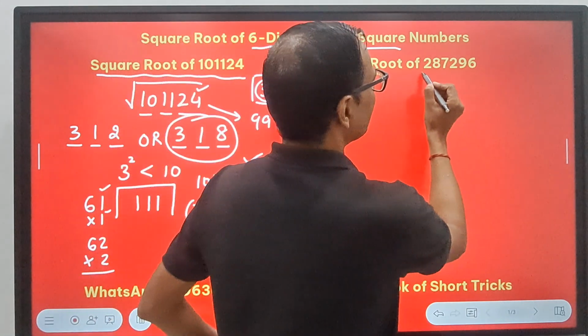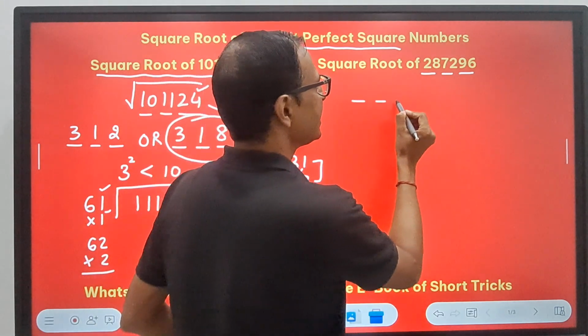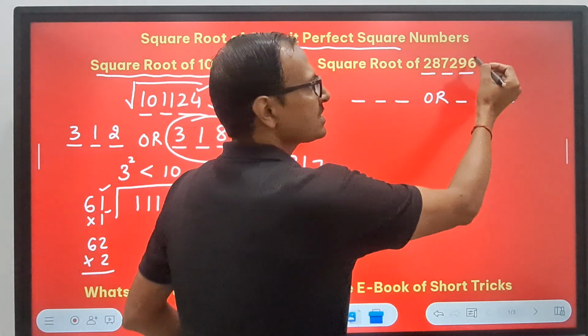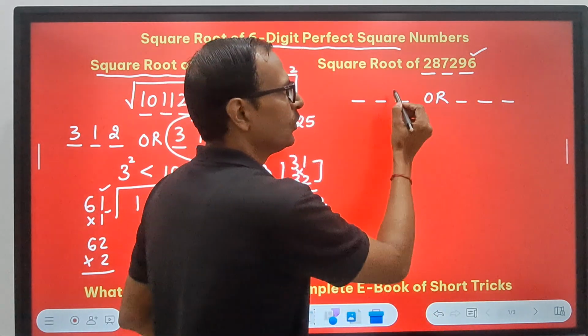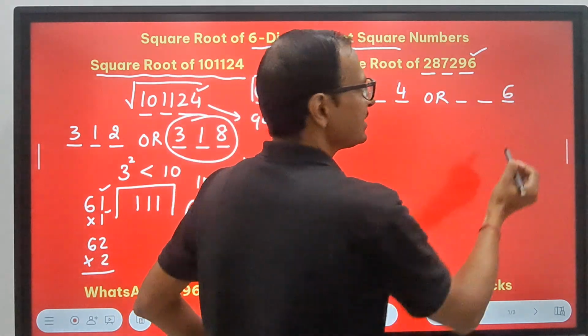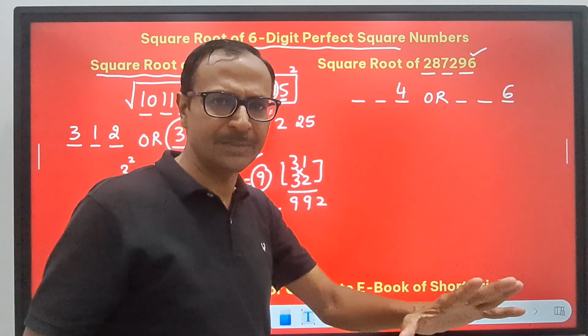Okay, so the square root of this means 3 pairs, so 3 digits. So you will have dash dash dash. The last pair ends in 6. 4 square is 16, that ends in 6. 6 square is 36, that ends in 6. So the last digit is done.